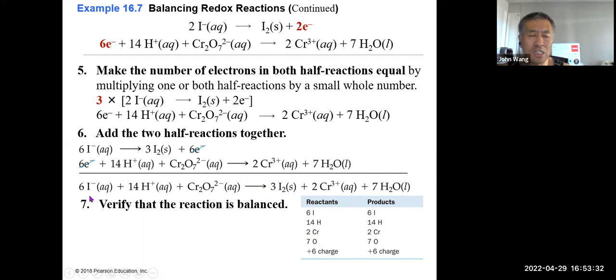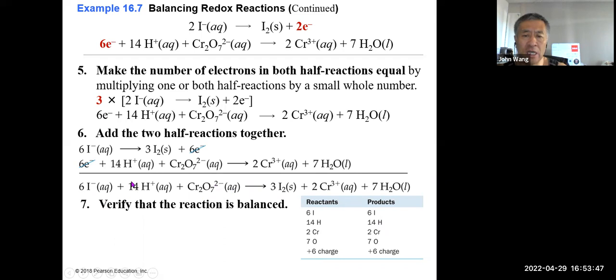Let's see the charge on the left first. So that we know this is 6 negative, 6 times negative 1 is negative 6. Then we have the 14+, so 8+. Then we have 2 negatives, so we have 6+ all together on the left, so therefore 6+.